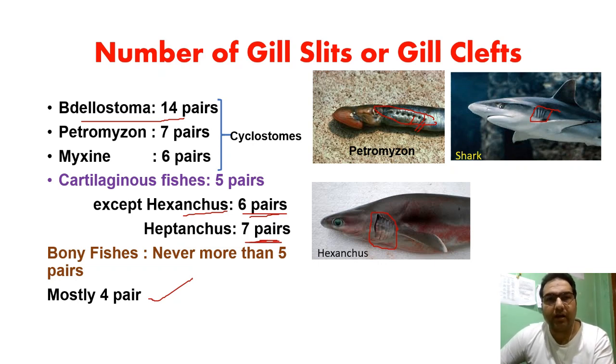When we talk about sharks and rays, they typically have 5 pairs of gill slits that open directly to the outside of the body. Though some more primitive sharks have 6 pairs, and the broadnose has 7 gill slits, and it is the only cartilaginous fish exceeding this number.